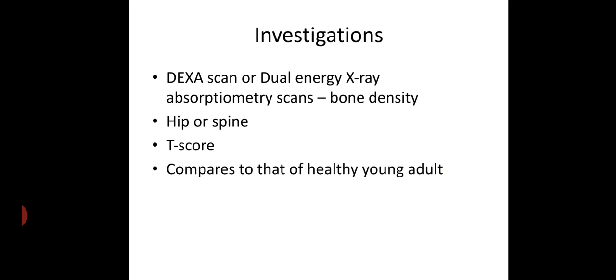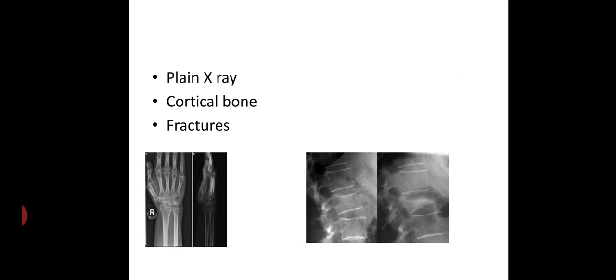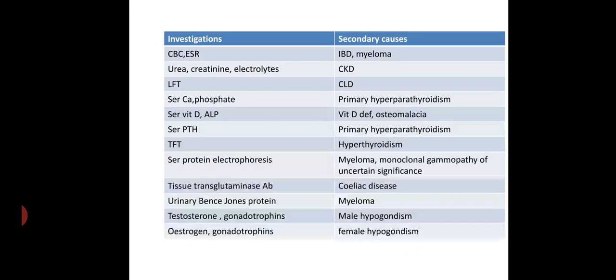Investigations. DEXA scan, or dual energy X-ray absorptiometry scan, assesses the bone density. It's an important investigation, and it assesses the bone density in hip or spine, and the report is given as T-score and compares to that of a healthy young adult. And plain X-ray: here also we can see the cortical bone and we can also identify fractures.